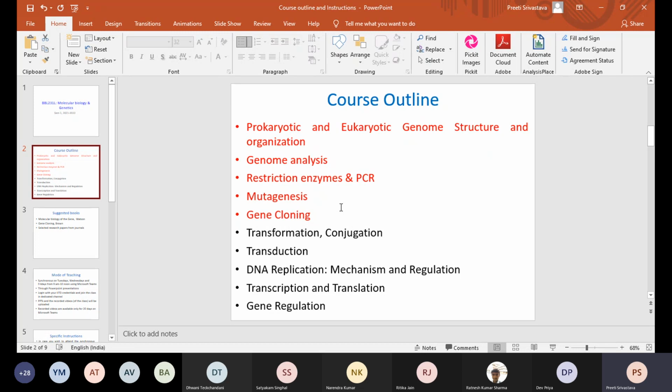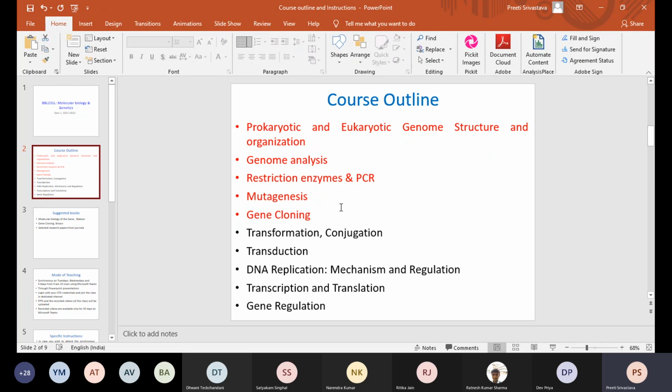This will be followed by gene cloning. Here we are going to discuss the various methods of gene cloning. I'll be introducing you to certain other enzymes such as ligases, polymerases, etc. So we are going to discuss how we can clone a gene.